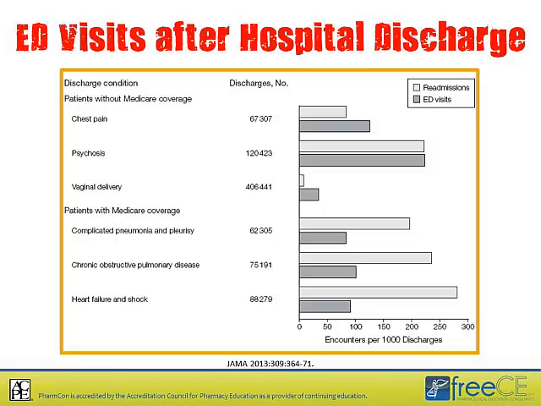So for patients without Medicare coverage, the most frequent reasons for readmission as well as emergency department visits included really chest pain and psychoses. For patients with Medicare coverage, the most common reasons for readmission and emergency department visits were pneumonia and COPD, as well as heart failure. So a lot of the same disease states that were identified in our Medicare study and were risk factors for readmission are also risk factors for visits to the emergency department. So I think, again, these are the folks that we really need to be focusing on, at least initially, when we talk about improving our transitions of care.